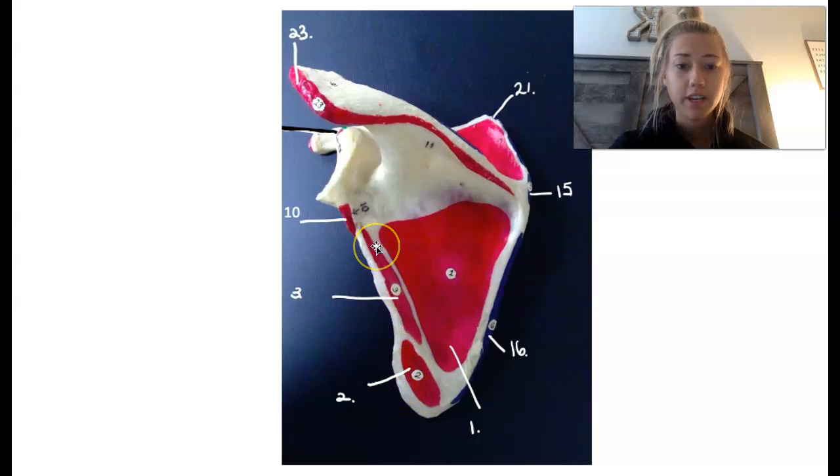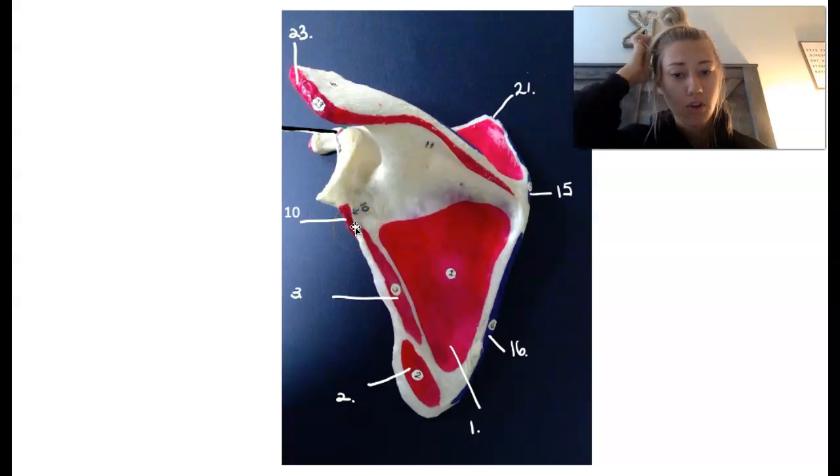Kind of same thing over here, except the origin, so it's going to be the teres major here on number 2, the origin for that, and then on number 3 it's going to be the origin of the teres minor. And then for number 10 we're going to have the origin of the triceps long head.